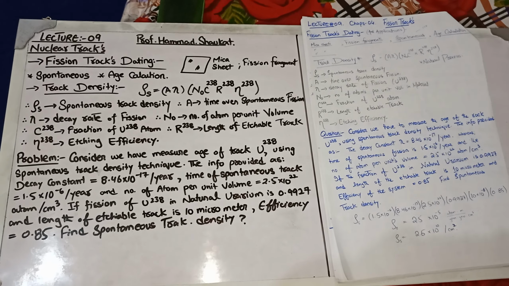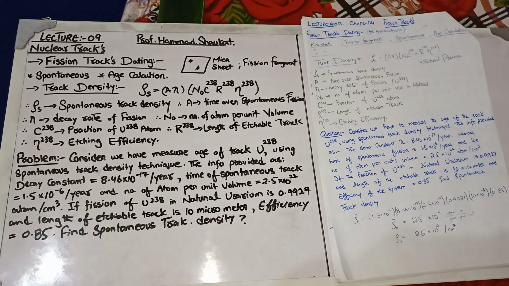Another thing which is given is basically c. The value of c is 0.9927, and the value of eta, the efficiency, is also given as 0.9. And the value of r, which is the fission fragment length, is given as 8 micrometers, meaning 8 into 10 raised to minus 6.